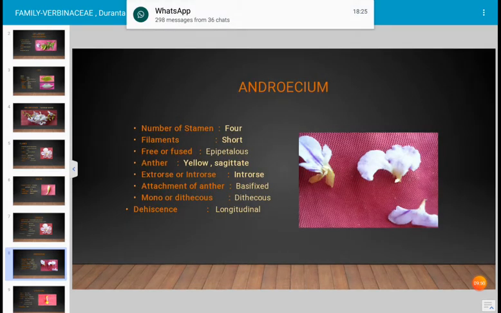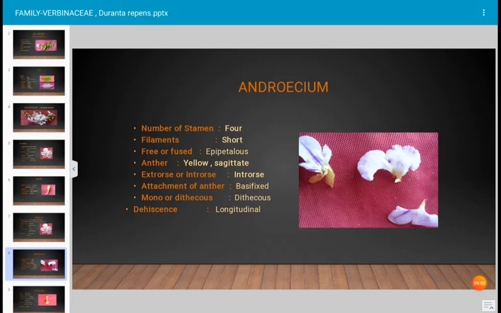This is we have tried to show you the androecium. Androecium consists of stamens. There are 4 stamens. Filaments of the stamen are very short. What is stamen? Anther and filament together are known as stamen. And the filaments are very short. The filaments are joined or fused with the petals. Hence the stamens are epipetalous. Okay. Epipetalous condition is there.